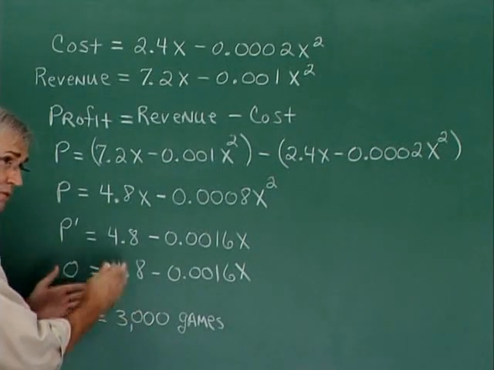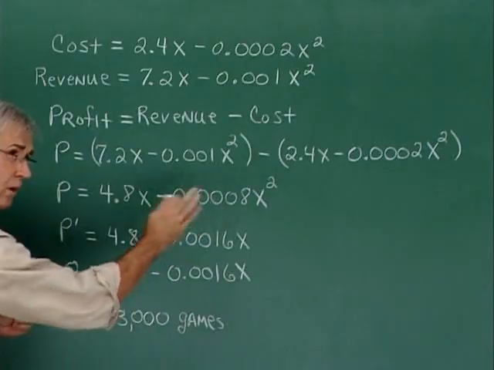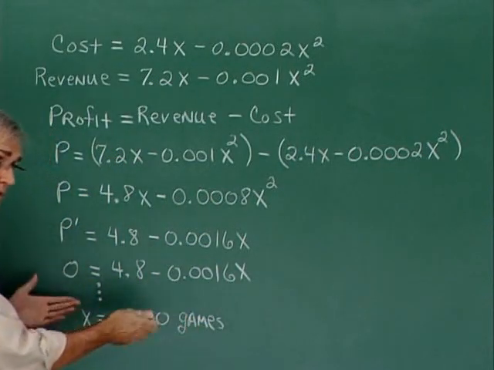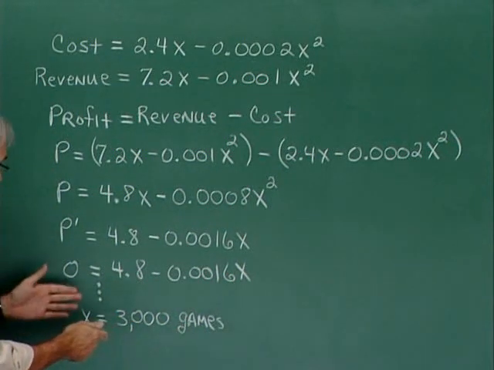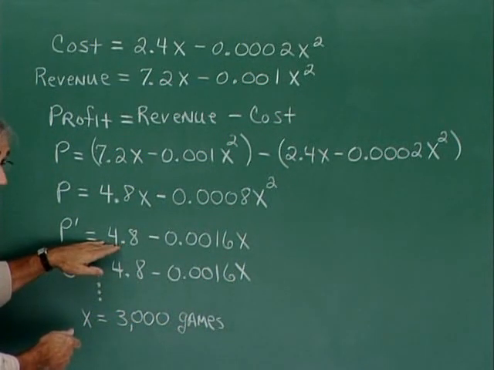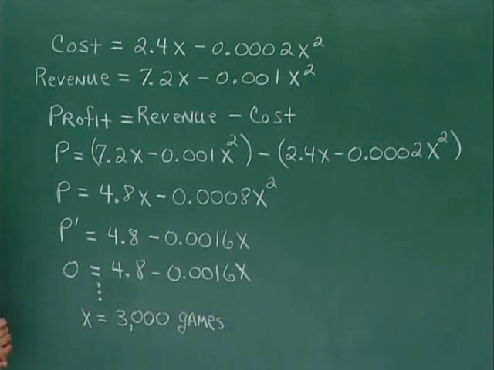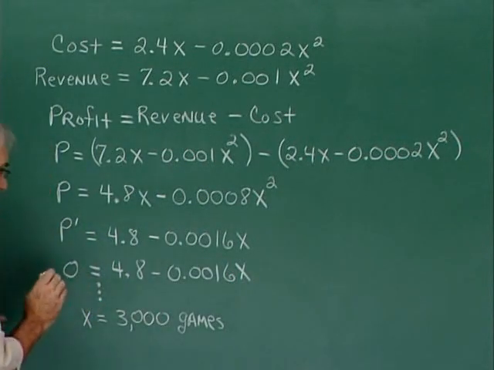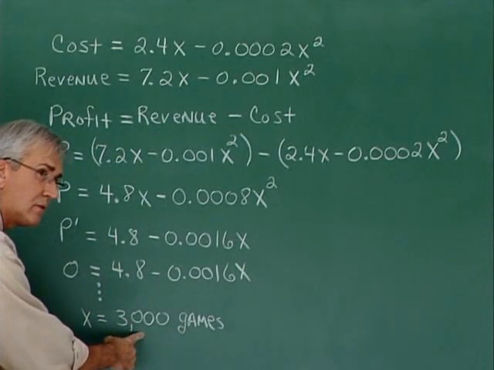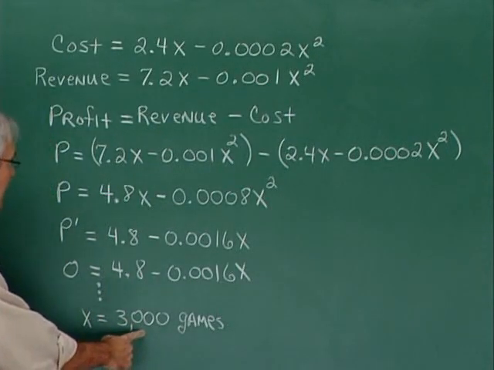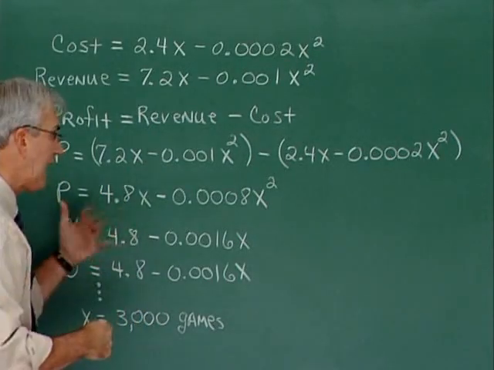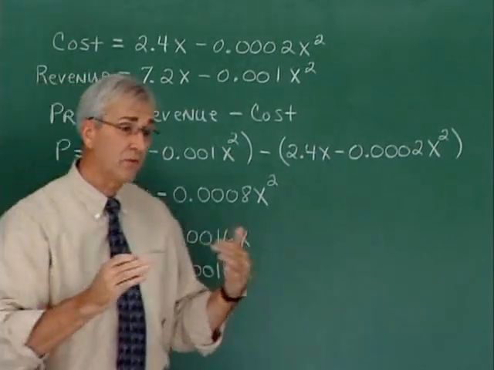And beyond 3,000, from 3,000 to, I think we're going up to about 6,000 as our domain here, but in that other region, it turns out that the graph is decreasing. You see the p prime function is negative, and therefore the graph of the profit function is decreasing. So we're losing profit, or we're in the best shape possible by selling exactly 3,000 games. We have maximized our profit at that particular point. Now that's how this idea of analyzing a function using its derivative is useful.